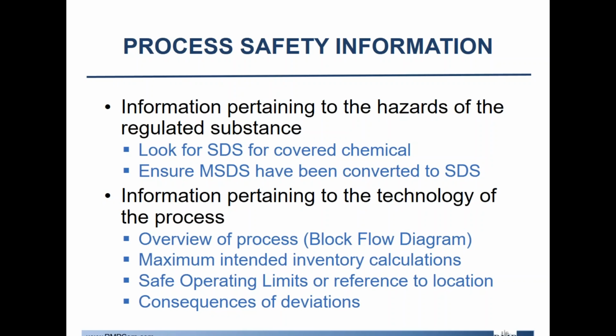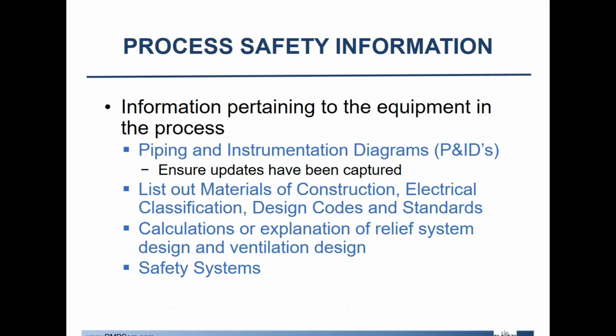The next one is information pertaining to the technology of the process. So this includes the overview of the process, which is the block flow diagram. It includes the max intended inventory calculations. It includes safe operating limits and consequences of deviation.